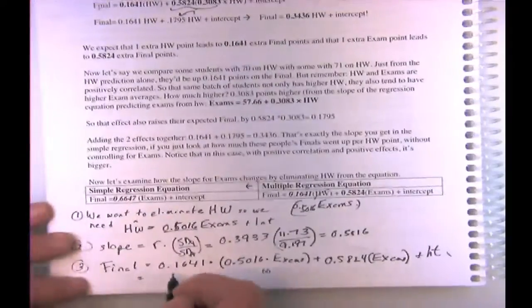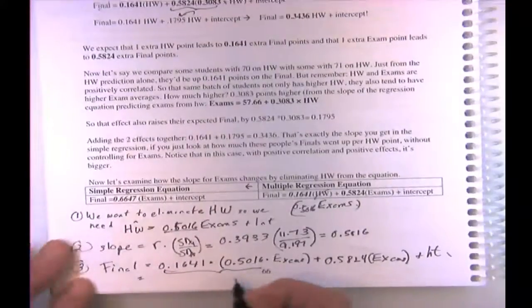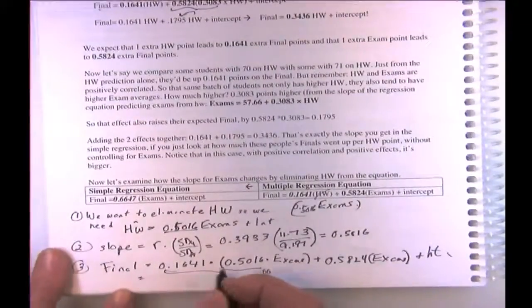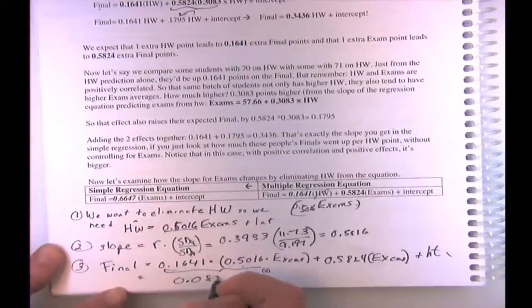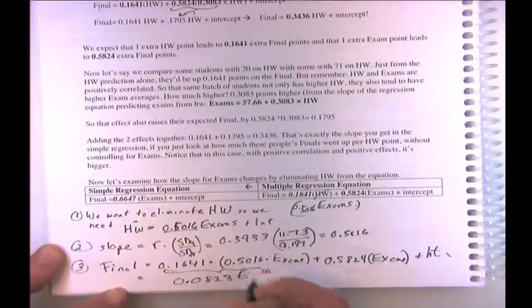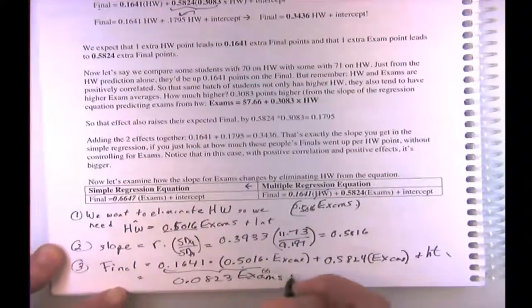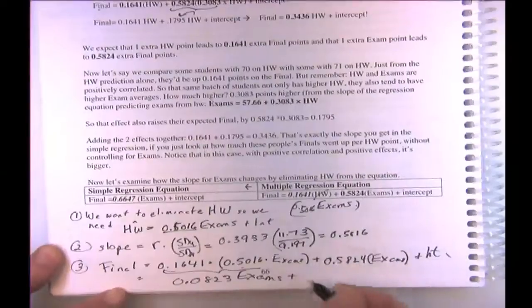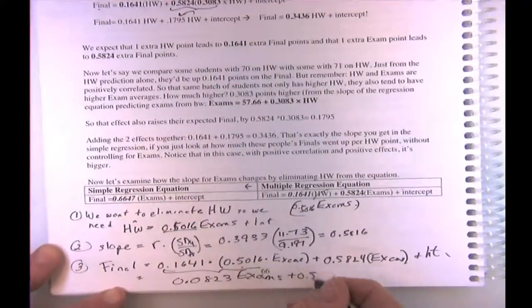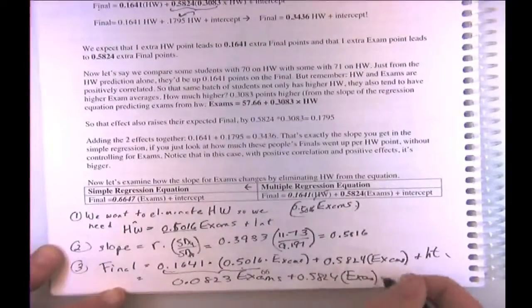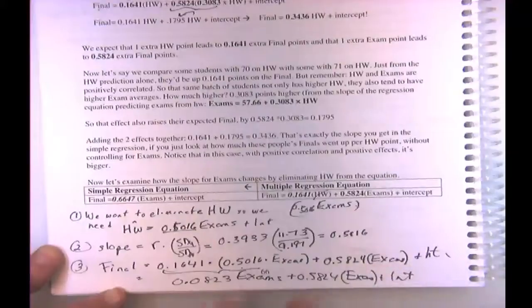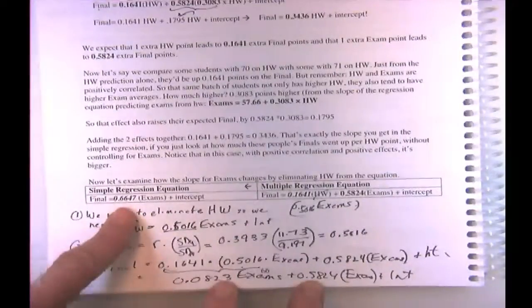I want these two multiplied together, and those two multiplied together are about half of that. So it's 0.0823 times exams, plus, then I'm going to add that part, 0.5824 times exams, plus the intercept. And if I add these two together, I should get that.